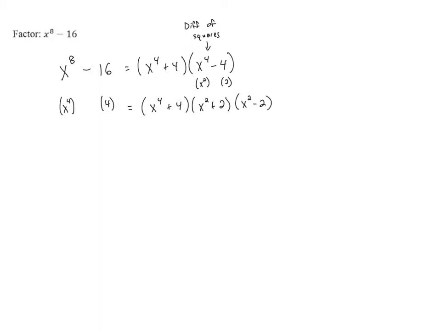Now, you might be looking at that last factor and asking yourself if it'll break down any more. X squared is a perfect square. It's x squared. But 2 is not a perfect square. So because that's not a difference of two squares, it can't be broken down any further. And then this is our final answer. X to the 4th plus 4 times x squared plus 2 times x squared minus 2.